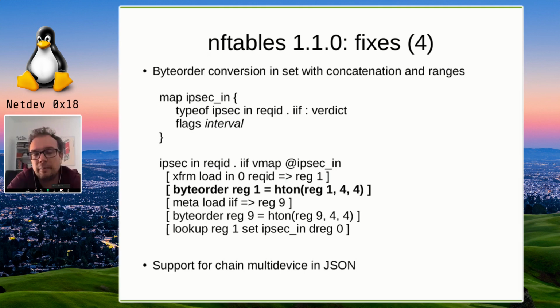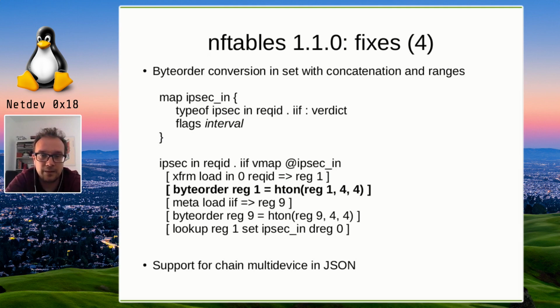And since this is using the pipapo backend, which is a backend that allows us to use ranges and concatenations, every component of every key in this tuple needs to be expressed in the same byte order. So nft needs to generate bytecode which ensures that every key is in the same byte order. And in this case, the reqid value needs to be placed in network byte order, in the host byte order.